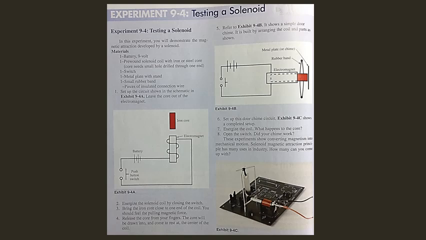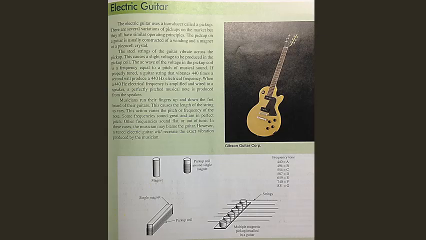Solenoid magnetic attraction principles has many uses in industry. How many can you come up with? And a quick discussion about the electric guitar. Some may be interested, some not so much, but yet it could show some of the principles just learned about magnetism. The electric guitar uses a transducer called a pickup. There are several variations of pickups on the market, but they all have similar operating principles.